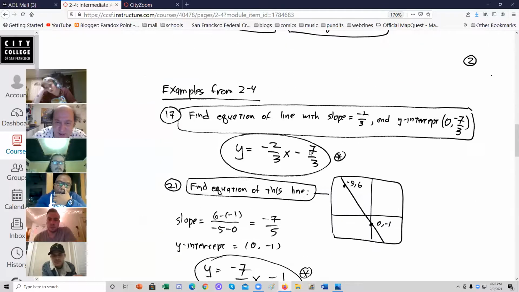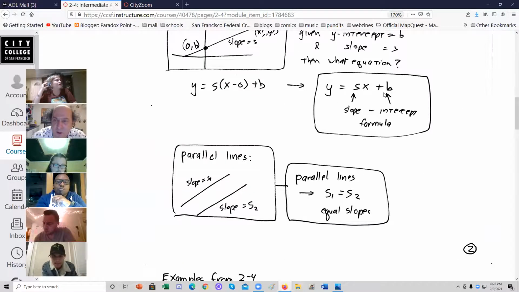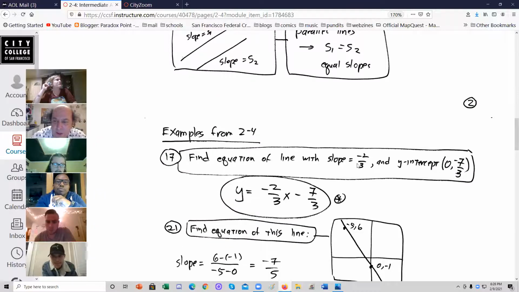All right, let's do some examples. Find the equation of a line with slope negative 2/3 and y-intercept 0 by negative 7/3. Well, okay, here we have the slope-intercept formula. s is the slope, negative 2/3. The intercept is negative 7/3 here. So here you go: y equals negative 2/3 x minus 7/3.